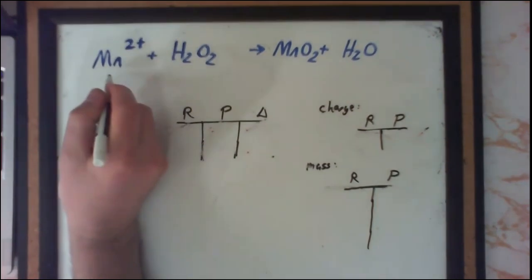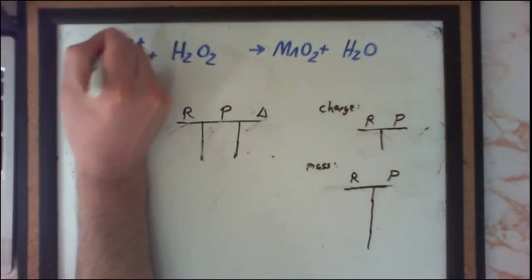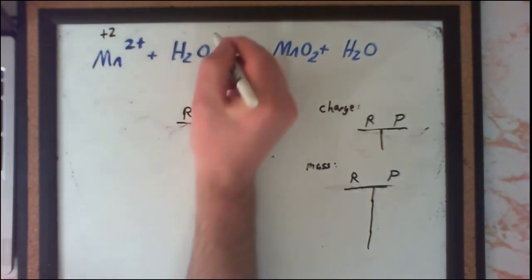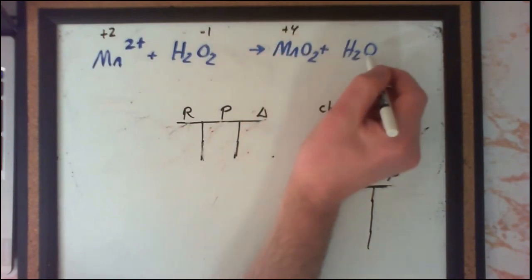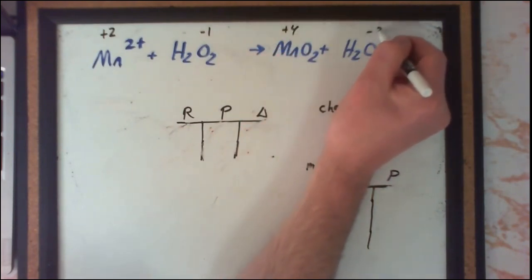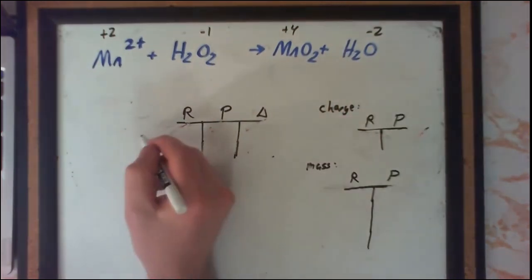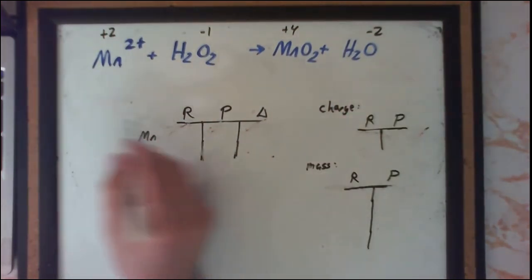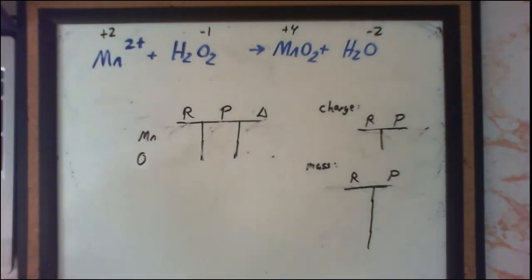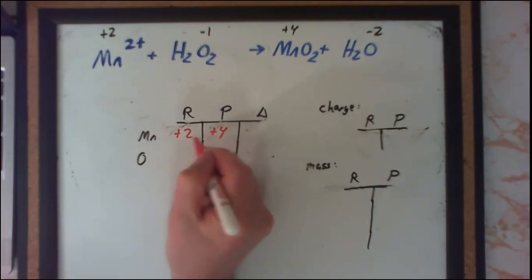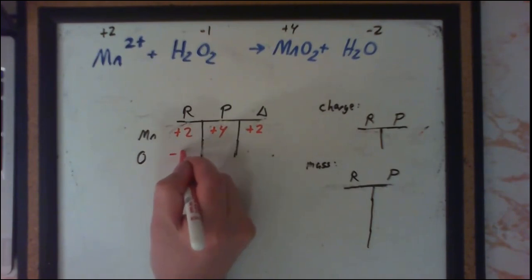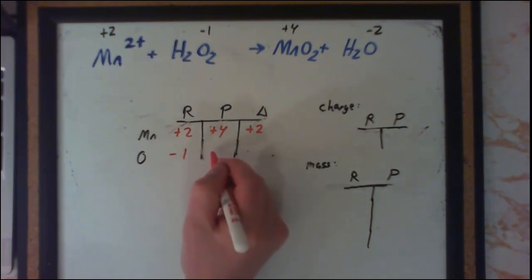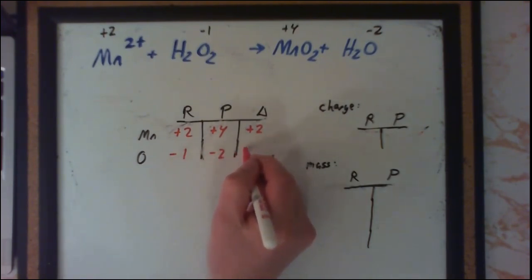So we have manganese, positive 2, so its oxidation number is positive 2. H2O2, as we saw before, oxygen is negative 1. MnO2, manganese is positive 4, and as part of water, oxygen's oxidation number is negative 2. So we have manganese and we have oxygen. Manganese goes from a positive 2 to a positive 4. Its oxidation number increased by 2. Oxygen goes from a negative 1 to a negative 2. Its oxidation number decreased by 1.